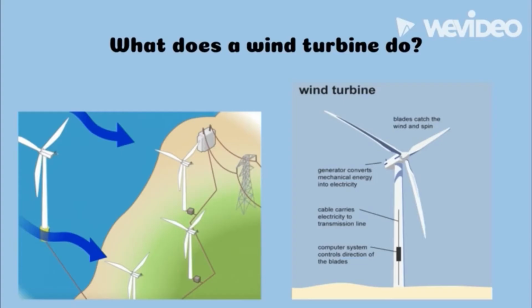What does a wind turbine do? A wind turbine creates electricity through wind or solar energy, which makes zero emission electricity. This benefits the earth because it creates zero pollution and does not emit waste into the atmosphere.